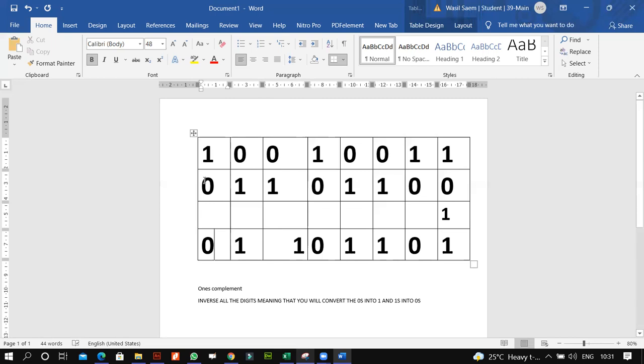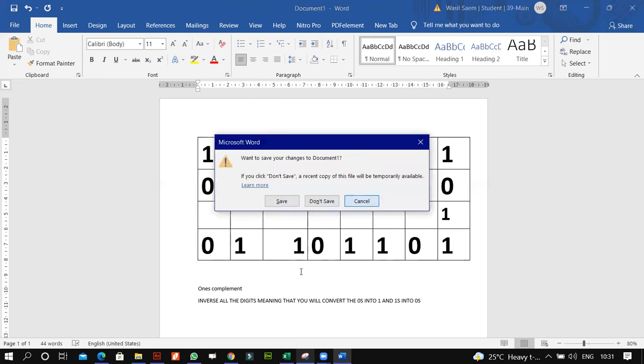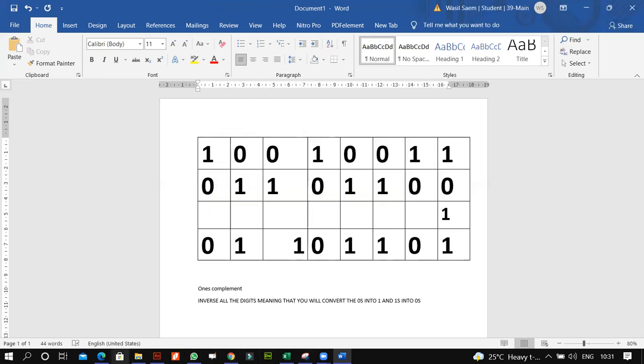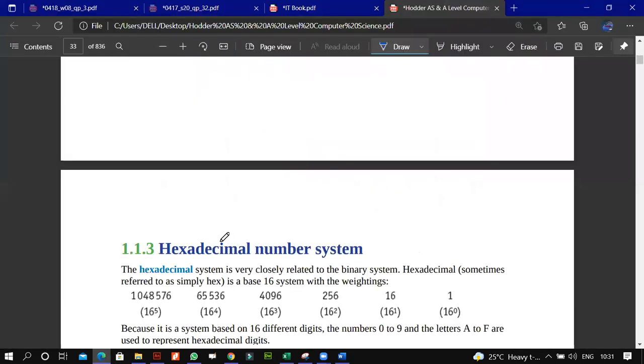So your one's complement says to invert. Your two's complement says that you need to add 1 to it, and this is how you get the two's complement. Is that clear? Yes, sir. Right? That's how you get the two's complement. I'll leave this open because I want to discuss something else related to this.